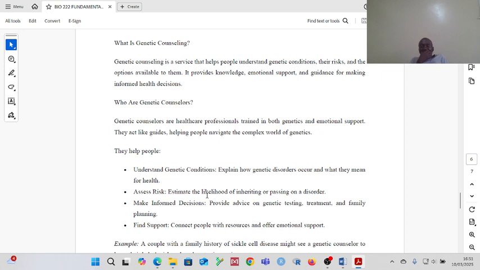The last way in which they help people is they help people to find support. Okay. So they can connect you with resources. They can connect you with a hospital. They can connect you with a group, a support group. They can connect you with someone who can offer you emotional support.